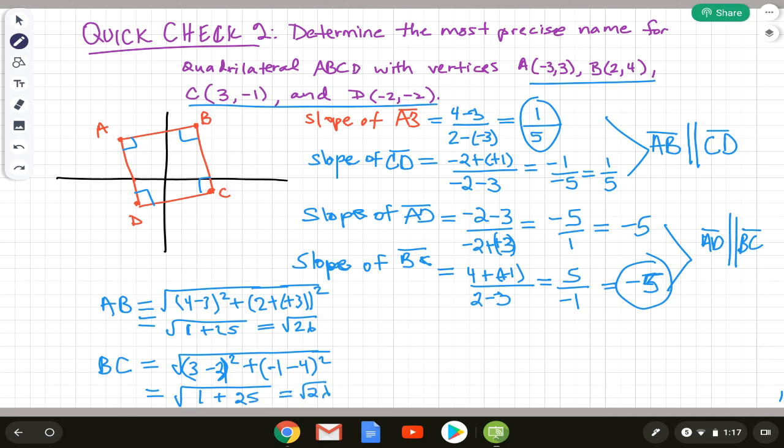If you continue to work these out, you would end up with CD also being the same thing. And AD would also be square root of 26. So this figure is not just a rectangle or a parallelogram. The most precise name would be a square.